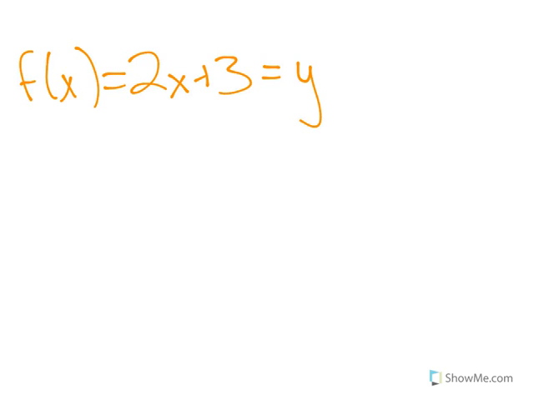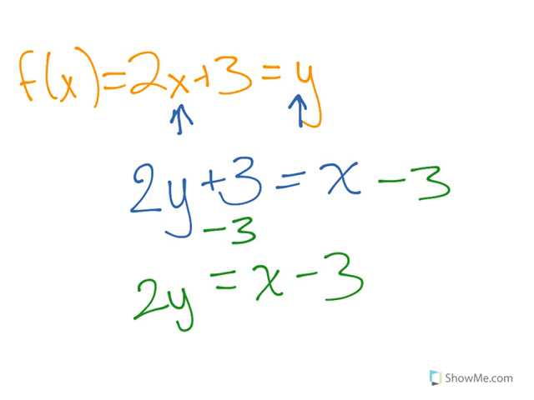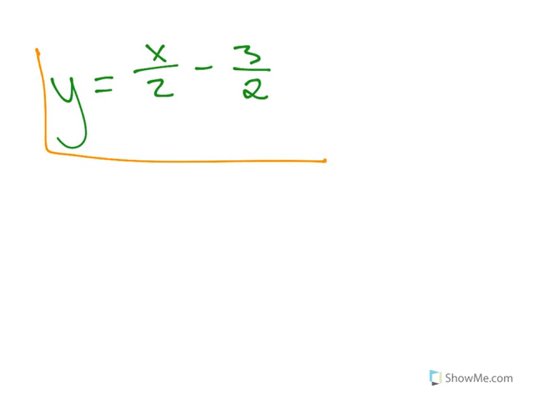And so we flip x and y. Whenever we see an x, like right here, we will substitute it with a y. And whenever we see a y, like right here, we will substitute it with an x. Now we will just solve for y to have our final function. So we subtract 3 from both sides. 2y is equal to x minus 3. Now we divide both sides by 2. We get y is equal to x over 2 minus 3 over 2. And this is our final inverse function.